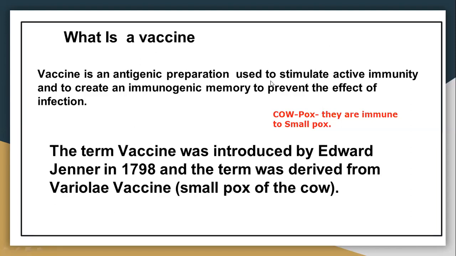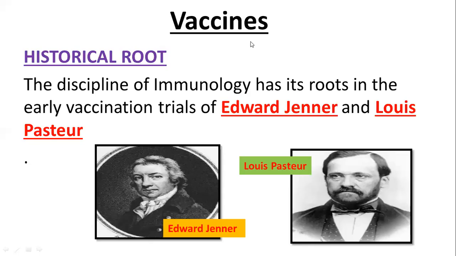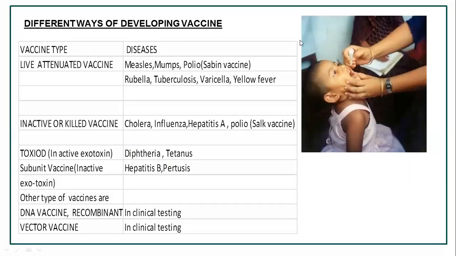Next we'll see the discovery of Edward Jenner. This is a historical root. The discipline of immunology has its root in the early vaccination trial of Edward Jenner. This is Edward Jenner, right? Next we will see the types of vaccination now available. You all undergo vaccination, right? There are different ways that we can develop vaccines.